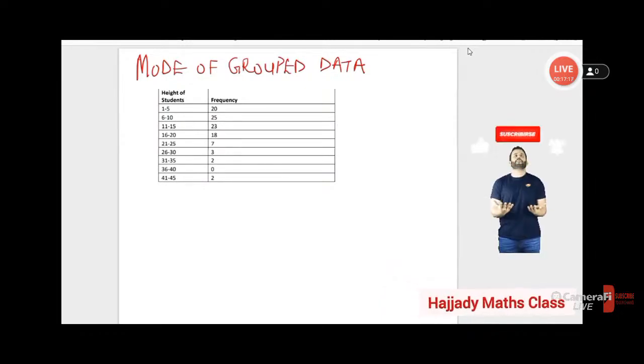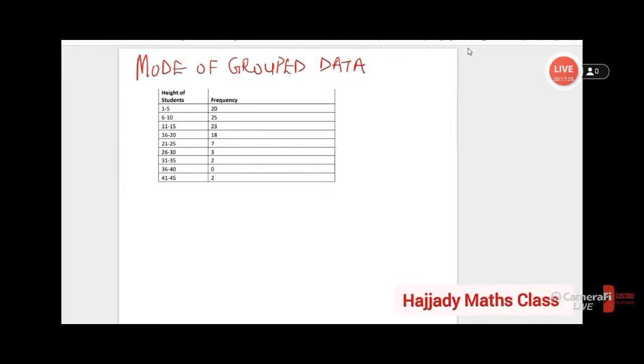Hello viewers, welcome to Ajadu Math class. Today we shall continue with our statistics for beginners. This is our 4th episode on this series. Today we are going to start with the mode of group data, and in our previous videos we've been able to look at the mean and the median of group data. So today we shall move straight to the mode of group data.